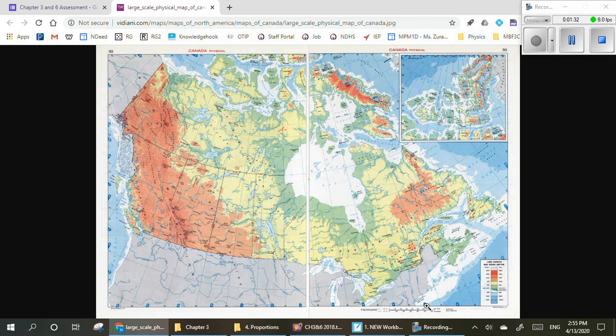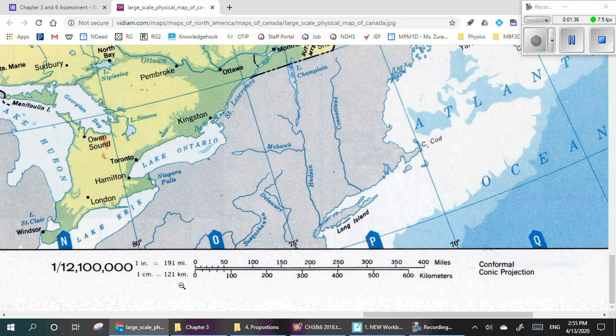So down here at the bottom, if I click on it, you will notice that there's something that looks like this. What this one says is that 1 inch on this map is equal to 191 miles in real life, or 1 centimeter on this map is equal to 121 kilometers. So that is the scale that's given to us.